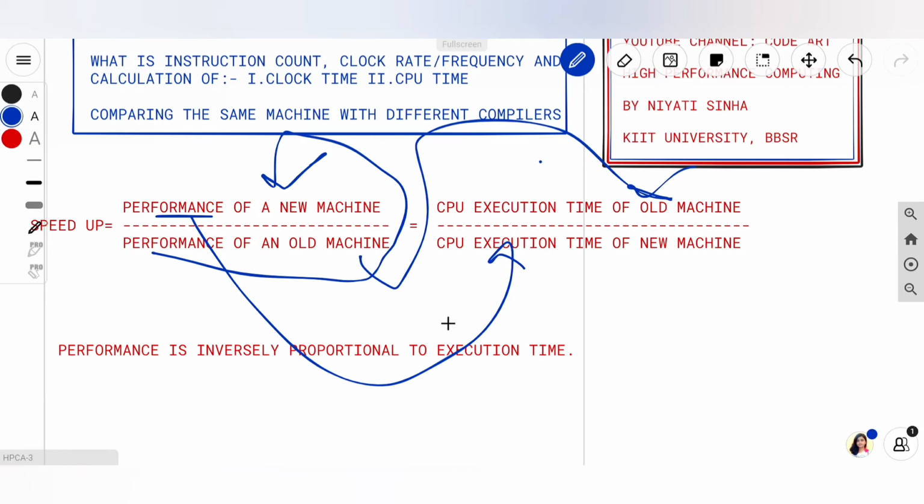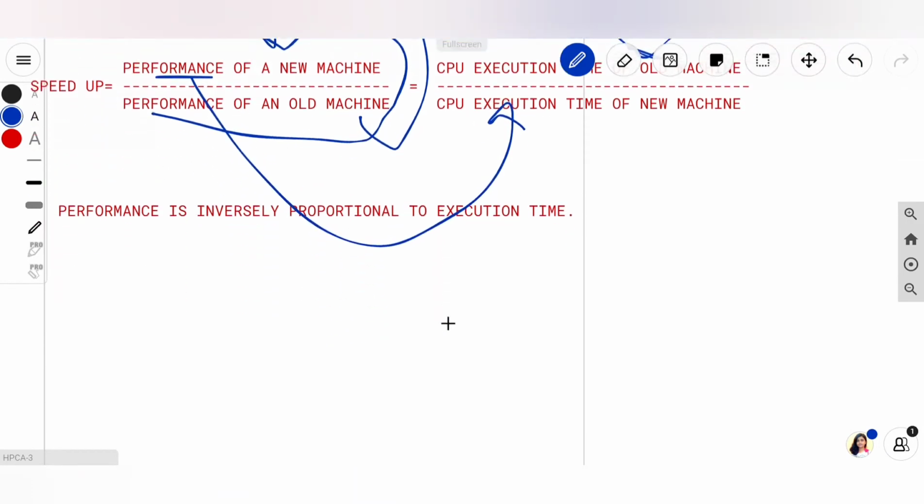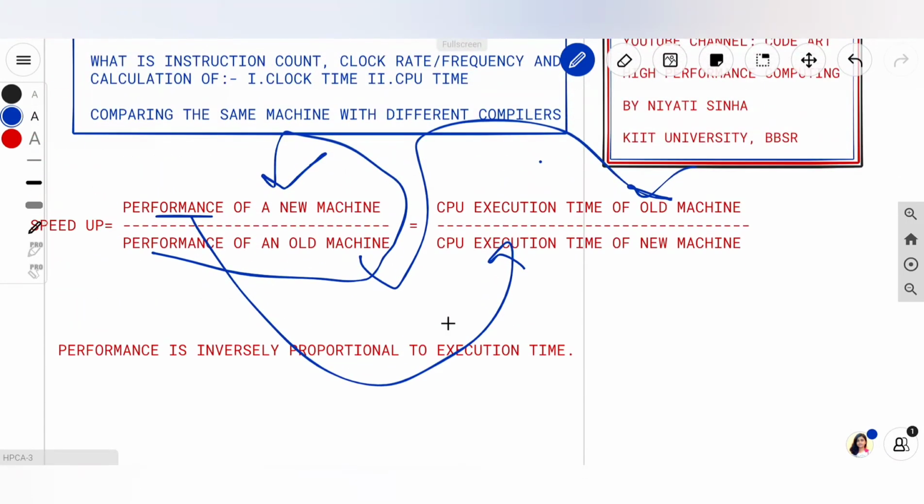So speed up is directly proportional to the performance and inversely proportional to the execution time, because the better the performance, the higher the speed up will be, and the lower the execution time, the higher the speed up will be. If I am getting higher execution time, then my speed up will decrease because my machine is performing poorer on the same task. Like if I have two machines and one machine takes 1 second and the second takes 2 seconds to complete the same task, obviously the 1 second machine, that is the one with less CPU execution time, will be better. So we conclude that speed up is inversely proportional to the execution time.